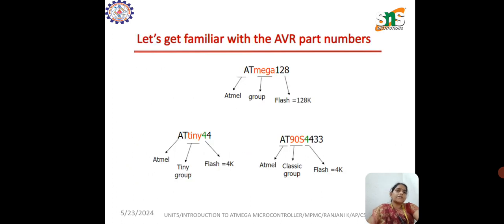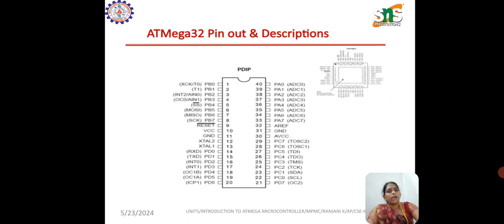Let's get familiar with AVR parts. So AT stands for Atmel, mega is the group, and 128K is the flash memory. These are a few processors in AVR. And next is the pin diagram of AVR.